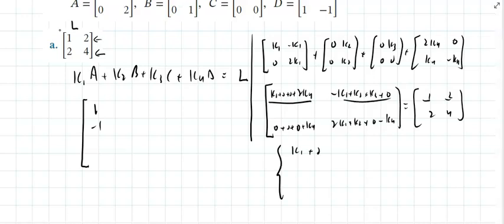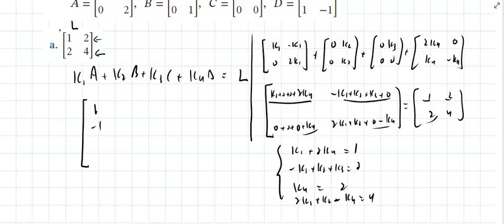I want K1 plus 2K sub 4 to equal a 1. I want negative K sub 1 plus K sub 2 plus K sub 3 to equal a 2. I want K sub 4 to equal a 2. And I want 2K sub 1 plus K sub 2 minus K sub 4 to equal 4. So here, if I put the K's in order, that's 1, negative 1, 1, and actually that's not a 1. That's a 0. That's only K4, right?